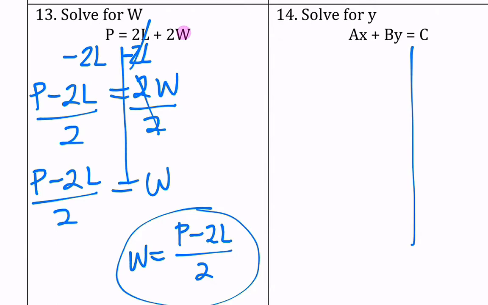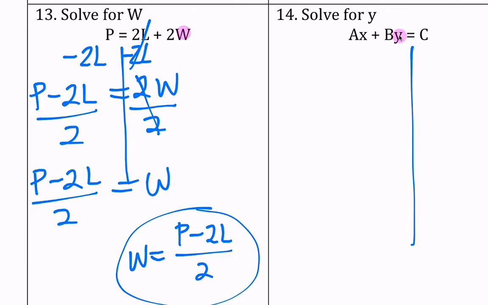On this next example, we want y by itself. Very similar to what we just did. So I look on the side that has y, I know I need to get rid of this ax, and I know I need to get rid of the b. Since b is touching it directly, save this for last. I need to get rid of this ax. So remember, I'm separating ax from y.